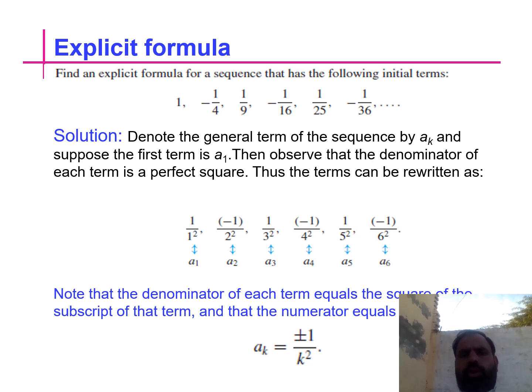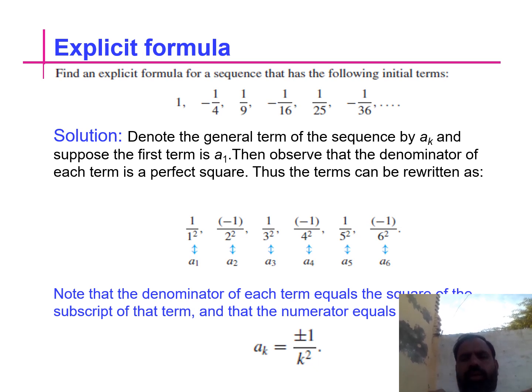Then observe that the denominator of each term is a perfect square. Here you can note that 4 is the perfect square of 2, 9 is the perfect square of 3, similarly 16, 25, 36. So these terms can be written as 1 over 1 squared, minus 1 over 2 squared, 1 over 3 squared, minus 1 over 4 squared, 1 over 5 squared, and minus 1 over 6 squared. So this is the first term, this is the second, third, fourth, fifth, and sixth term.